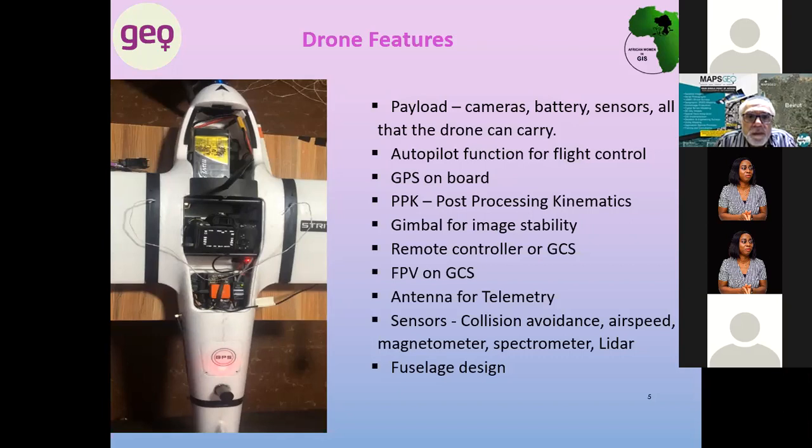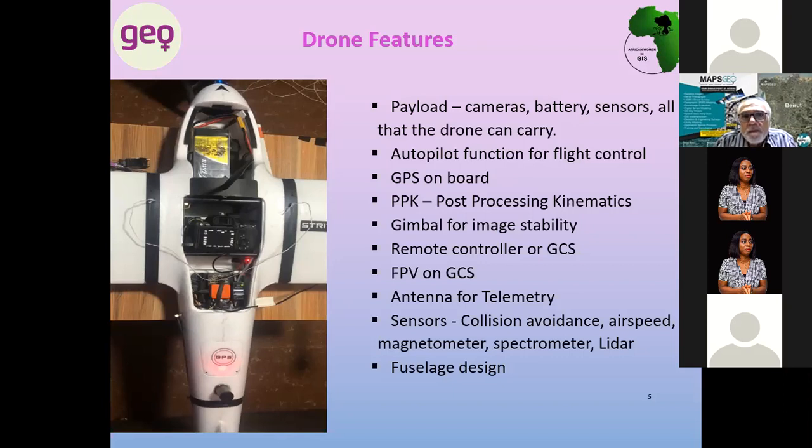PPK simply stands for post-processing kinematics. There's a gimbal for stability, remote controls, or ground control system. There's FPV, which is first-person view. This helps us to see whatever the drone is viewing per time. There's an antenna for telemetry.